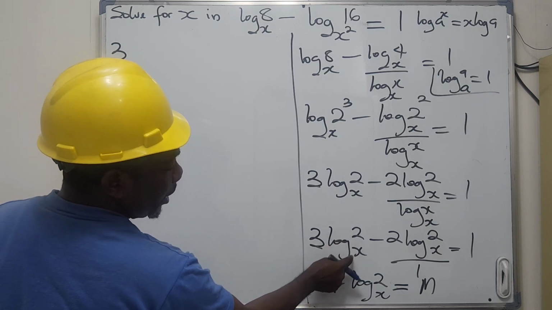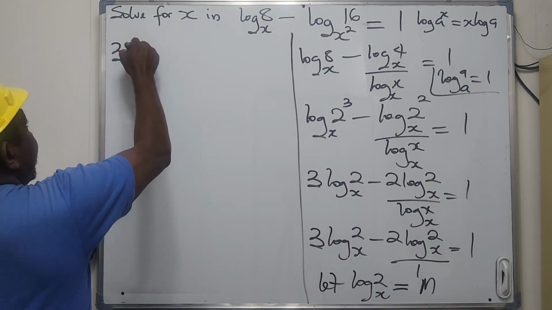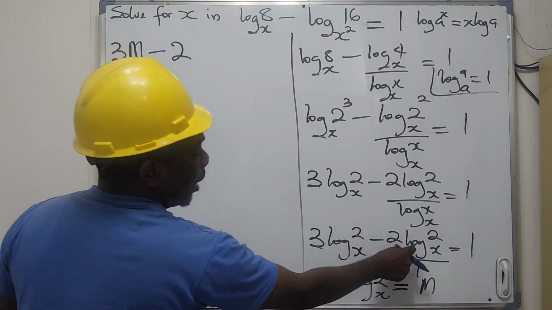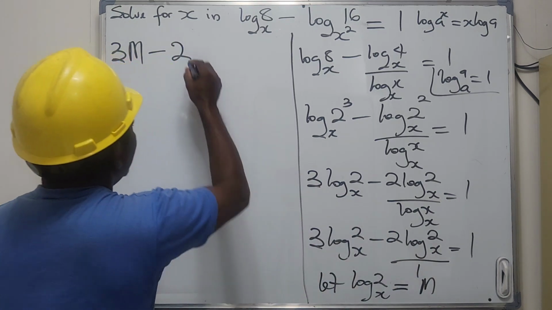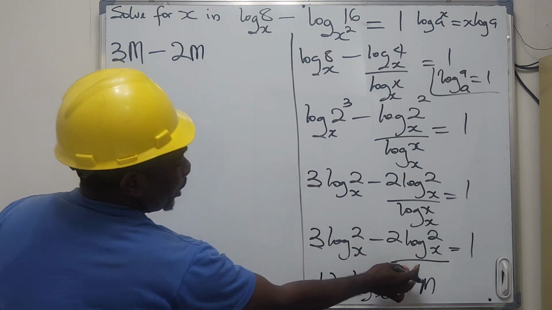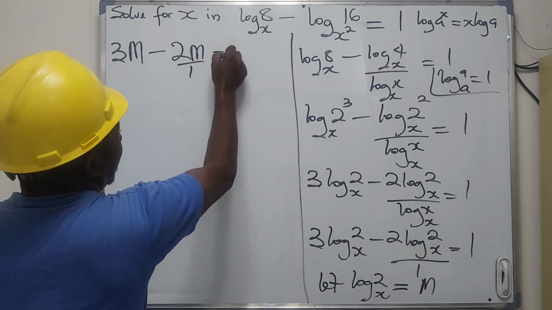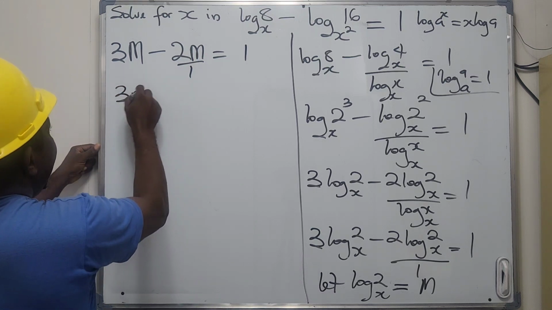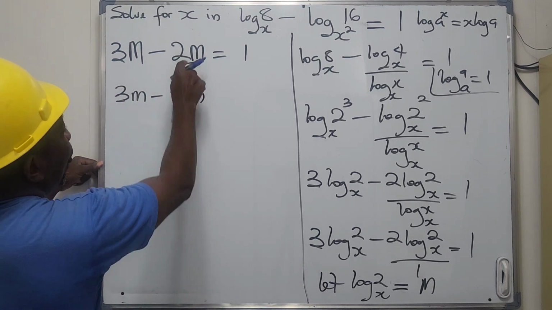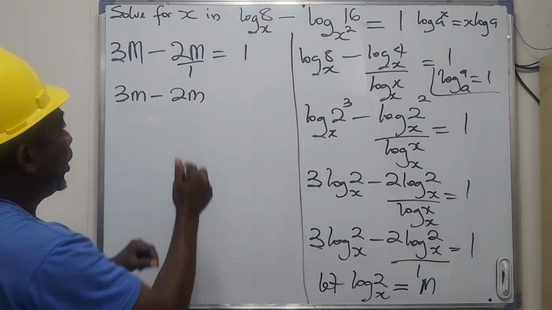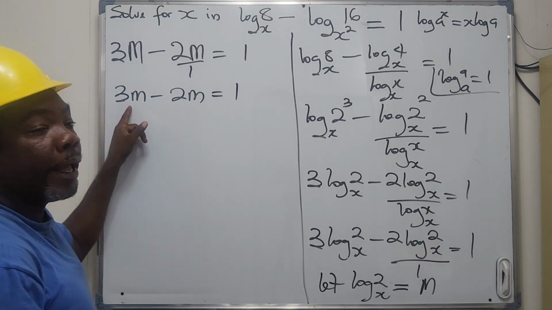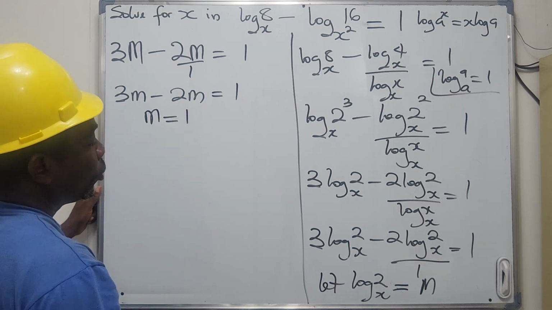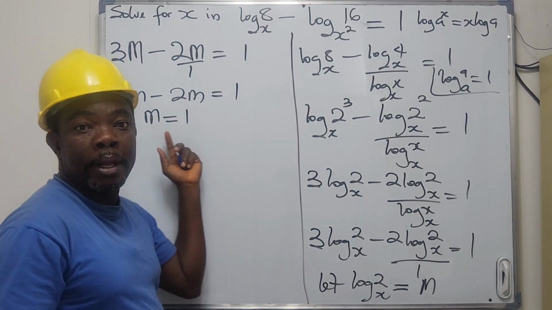So here, as we said, this is going to give us 3, because we have log 2 base x here, we put m, minus 2, and here we have log 2 base x, we put another m, all over 1, equals 1. So here we have 3m minus 2m, because 2m all over 1 is 2m, equals 1. 3m minus 2m will give us m equals 1. So we have the value of m as 1.